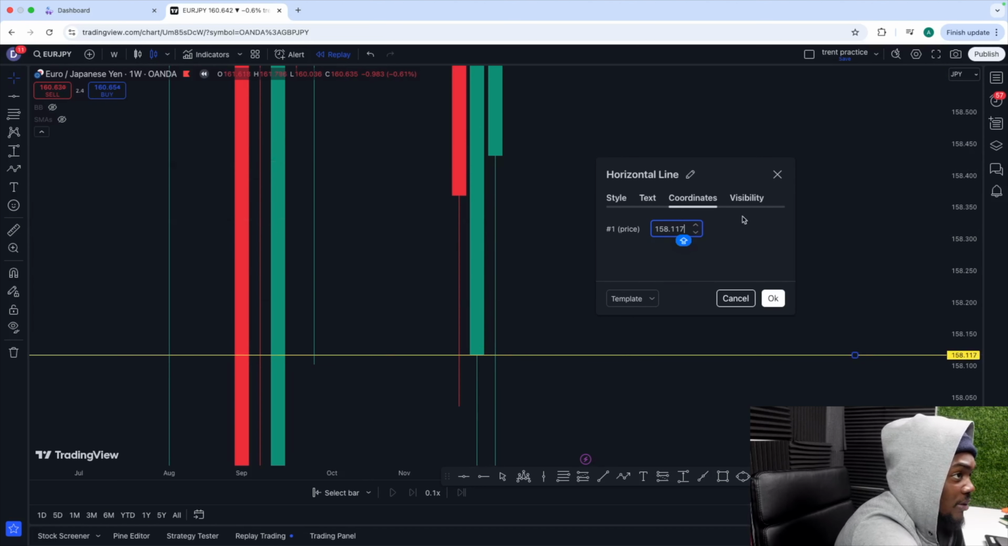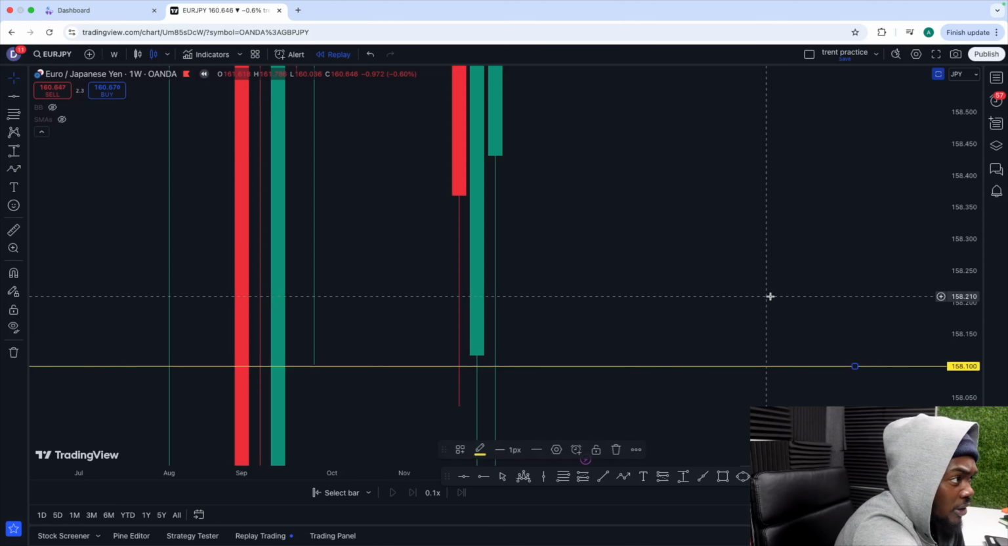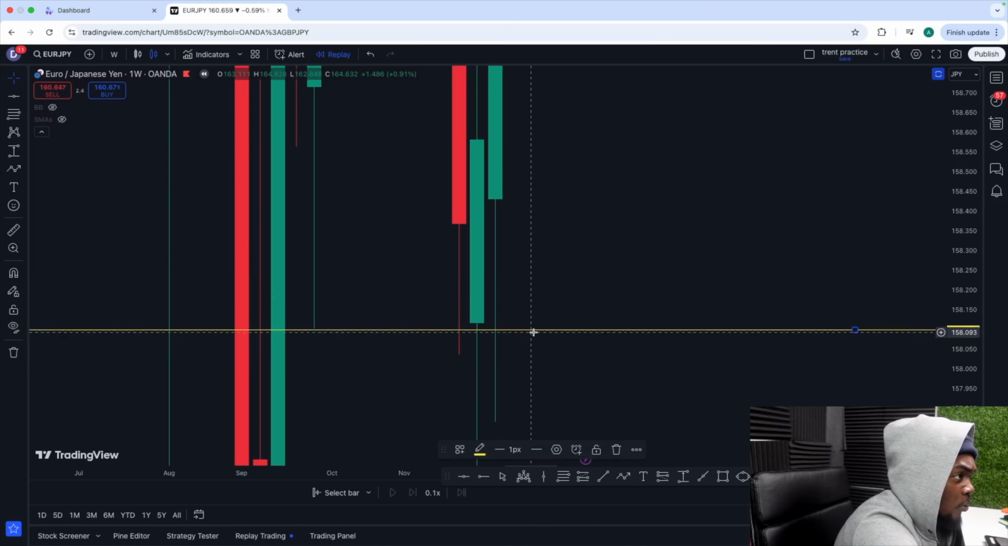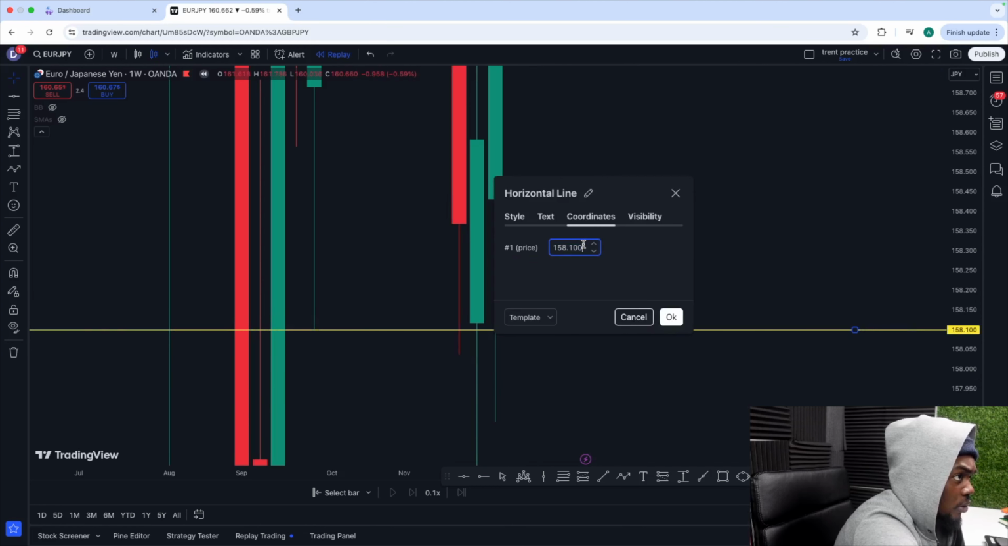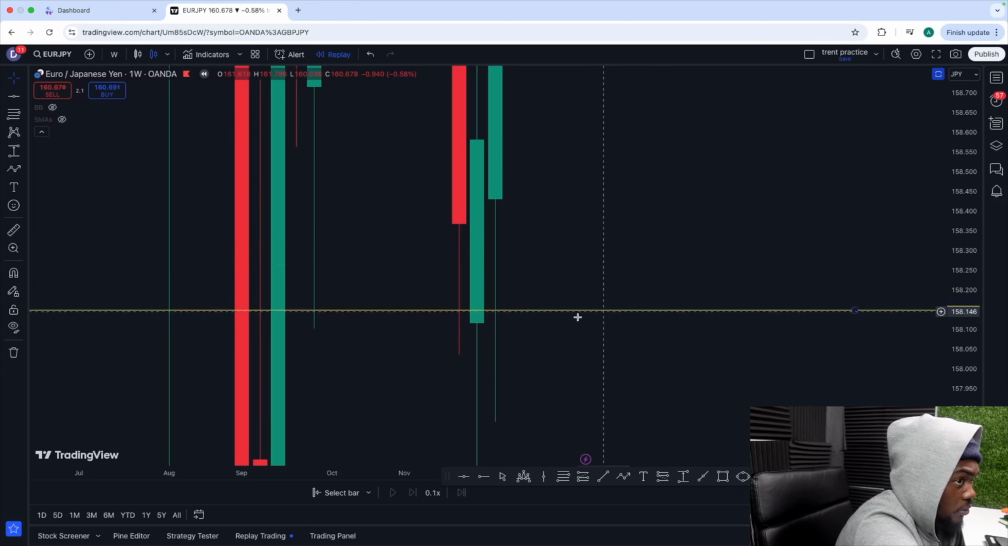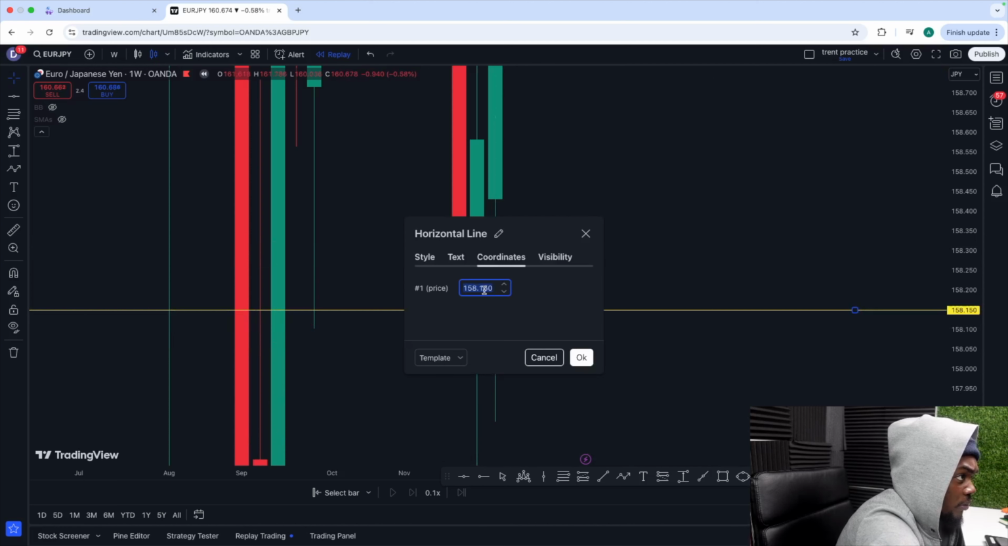To be safe, I would put it at the QP, institutional QP level, which is 158.100 is the nearest one. So 158.100 is the nearest QP, or let's look at the 50. 158.150. $158.150 is here, and let's also look at the 25. 158.125.